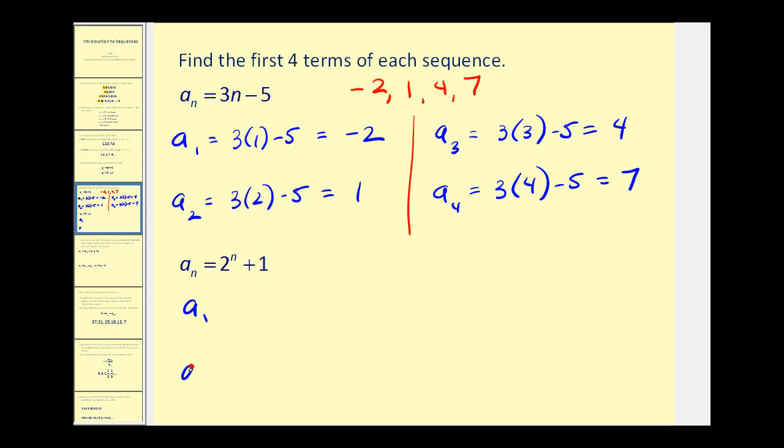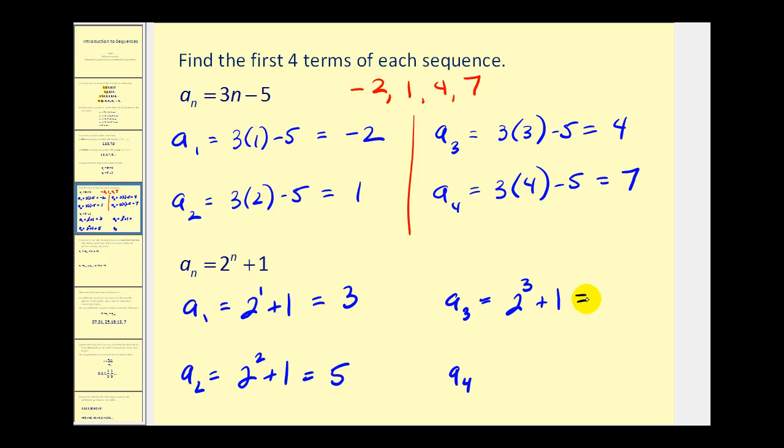We want to find a sub 1, a sub 2, a sub 3, and a sub 4. So notice n is now the exponent, so we have 2 to the first plus 1 for a sub 1. That would be 2 plus 1, or 3. For a sub 2, we'll have 2 to the second power plus 1. That's 4 plus 1, or 5. And for a sub 3, we have 2 to the power of 3 plus 1. That would be 8 plus 1, or 9. And then lastly, a sub 4 would be 2 to the fourth plus 1. 2 to the fourth is 16 plus 1, so we have 17. So the first four terms of this sequence would be 3, 5, 9, and 17.